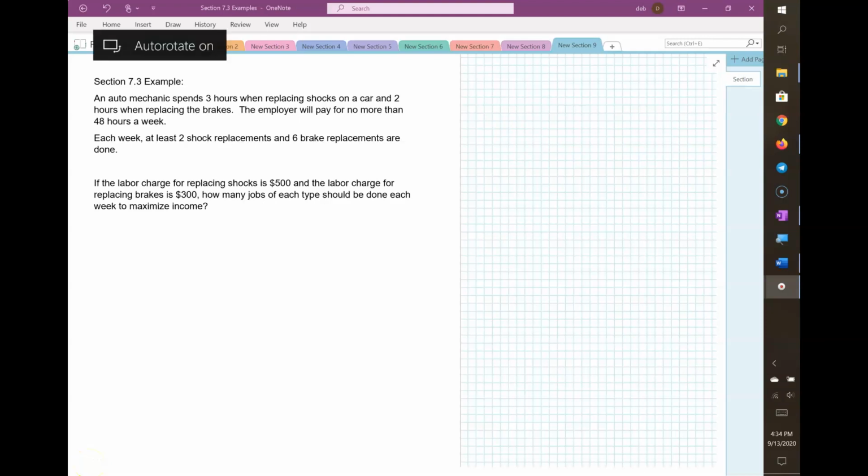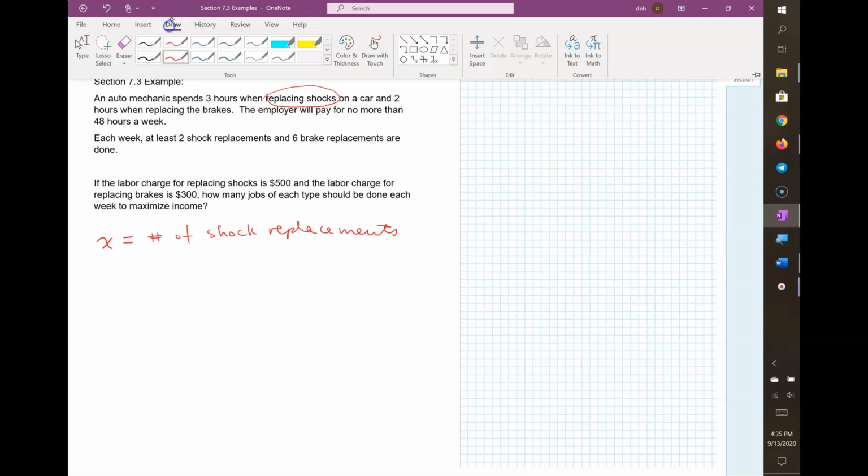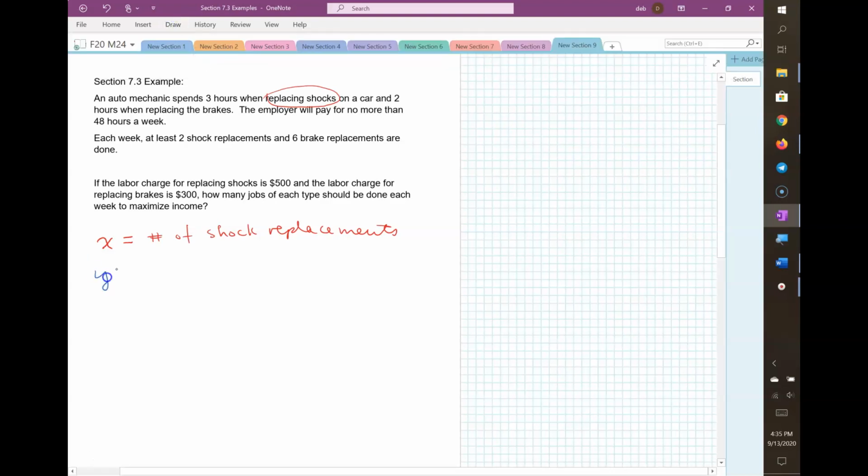Let's do some examples from section 7.3, and these are linear programming problems. So the first thing we're going to do is define our variables. So let's see, x equals the number of shock replacements. And then y equals, let's see what else is going on. We're replacing brakes, so the number of brake replacements.